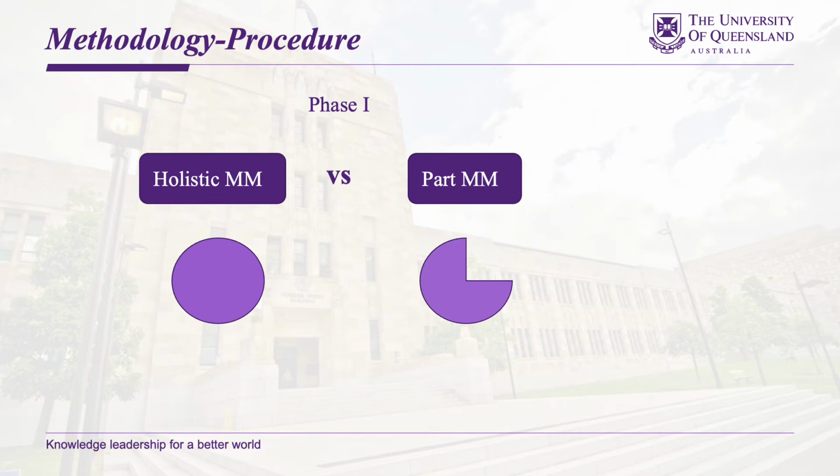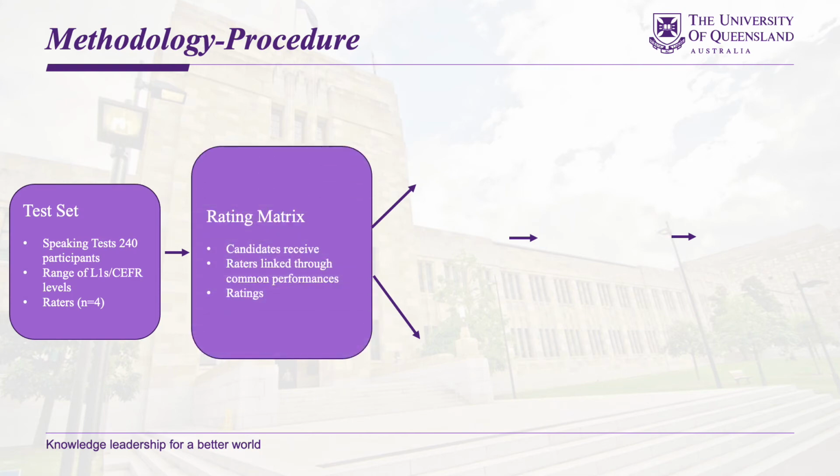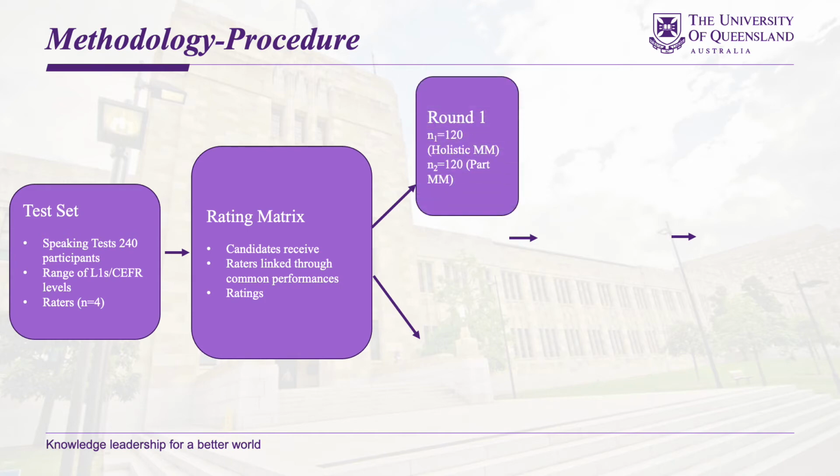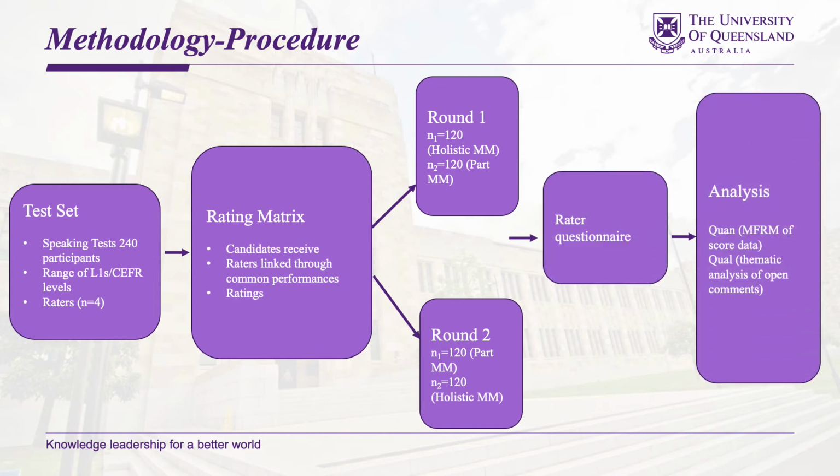In phase 1, we compared the holistic and part marking models. Our rating design was set up to ensure the following: that each speaking test was marked holistically and by part, that there was a link between marking models, with each rater marking the same candidate's performances using part and holistic marking models, and that there was a link between raters through a common batch of performances.